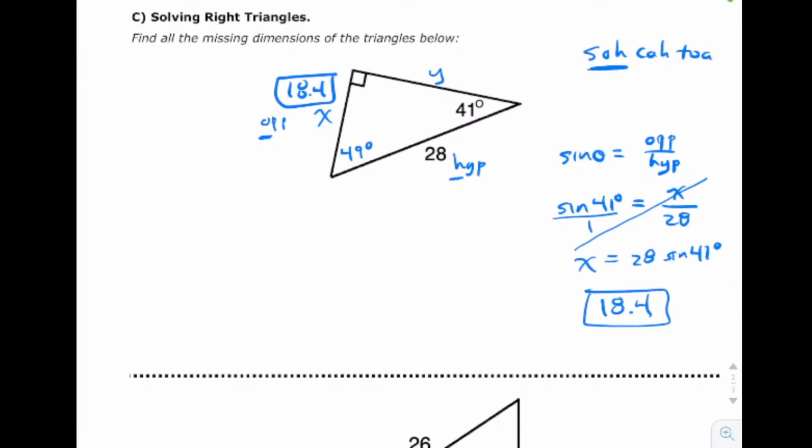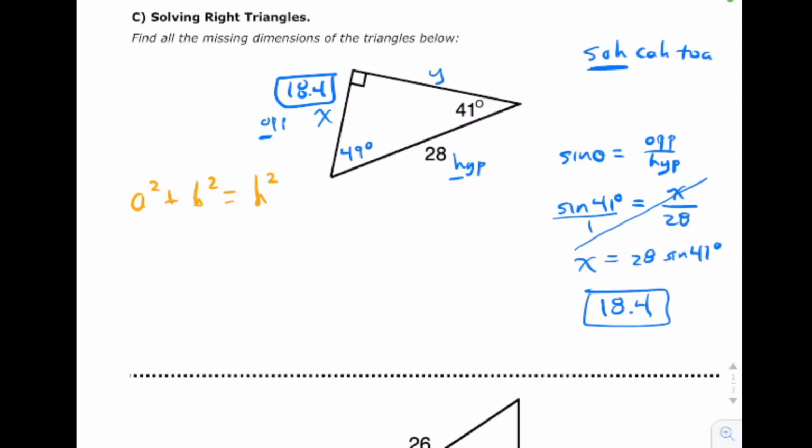What's left? I've got to get y, right? Let's change colors for that. I've got to get my y. Well, you could do SOHCAHTOA stuff again. But remember, like I say, once you've got 2 sides, Pythag can come right in there and give you the other answer in no time at all.